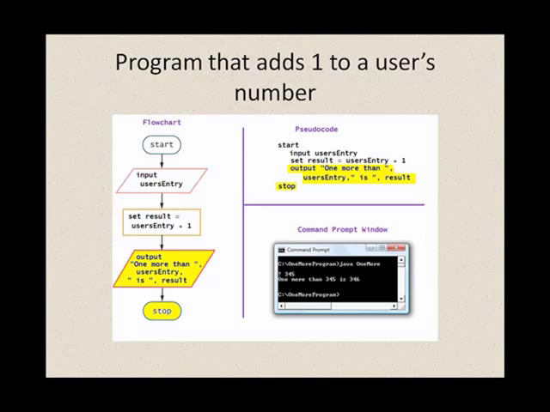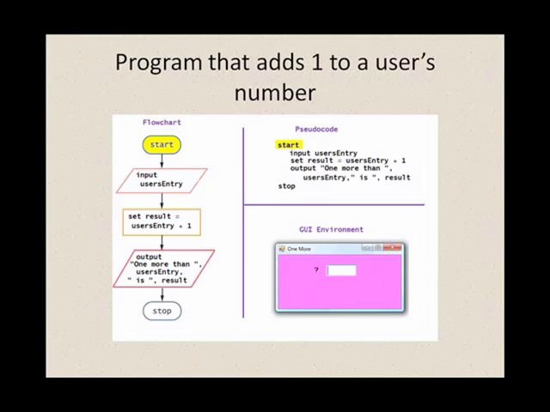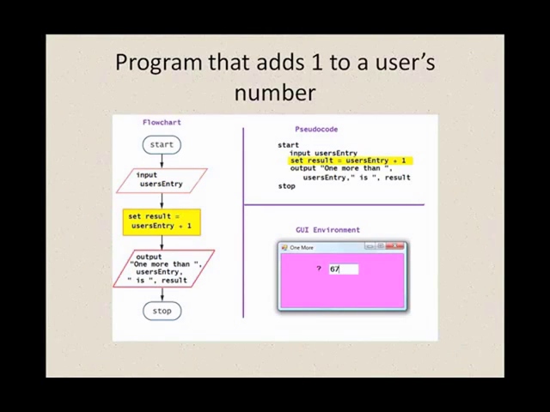You don't have to run programs in a command line environment. Some programs are created to run in a GUI environment. GUI means graphical user interface. For example, suppose you have the GUI screen that you see in the lower right part of the screen. In the flowchart and the pseudocode, you still start the program. You still input the user's entry. Let's say the user types 67 into a text box. In memory, the result becomes user's entry plus 1.